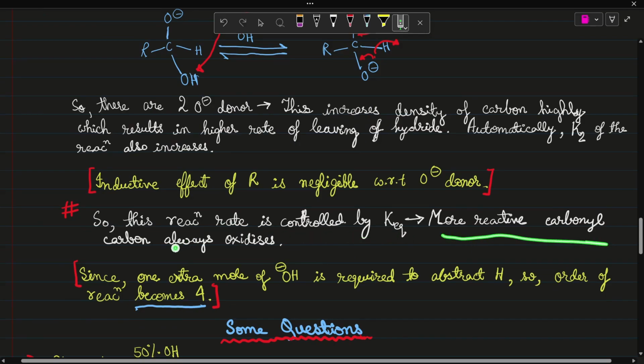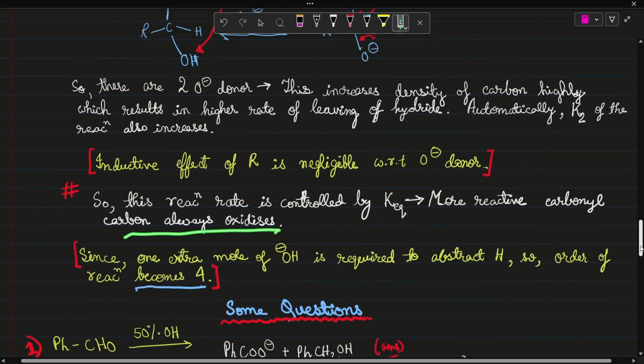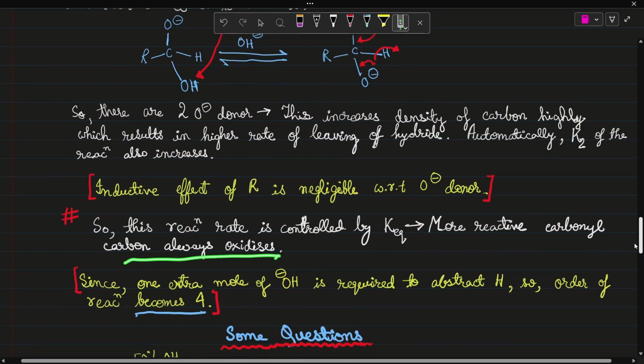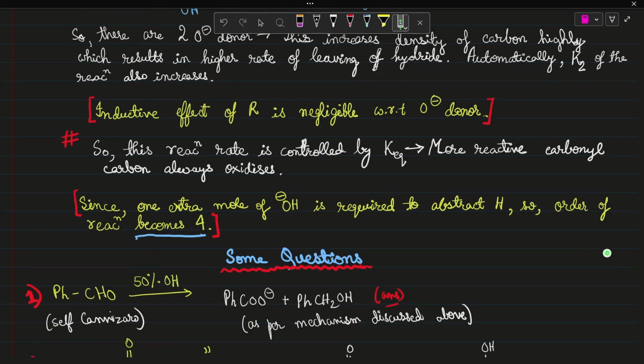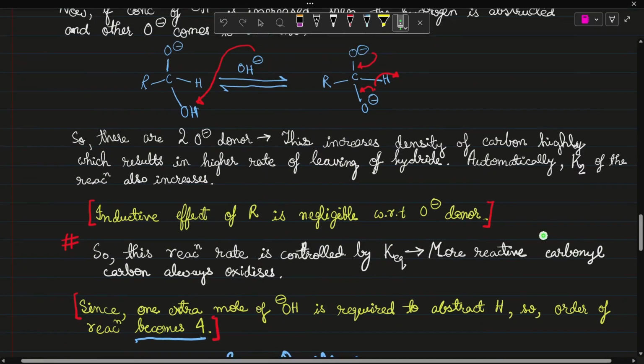The more reactive carbonyl carbon always oxidizes here. So when we are studying which reaction should occur first, you should always know that the more reactive carbonyl carbon will always oxidize and not the least reactive carbonyl carbon. So this is a K equilibrium control reaction. Now, since for this abstraction of hydrogen one extra mole of OH minus is required, when it is taken in a very large excess amount, the order of the reaction becomes 4.